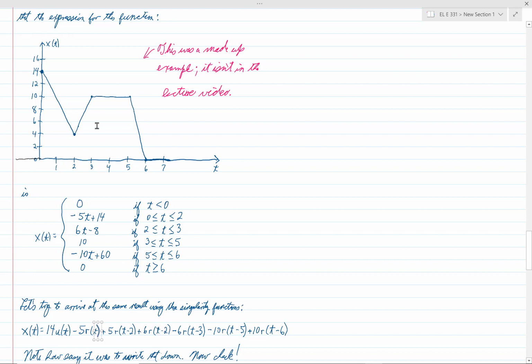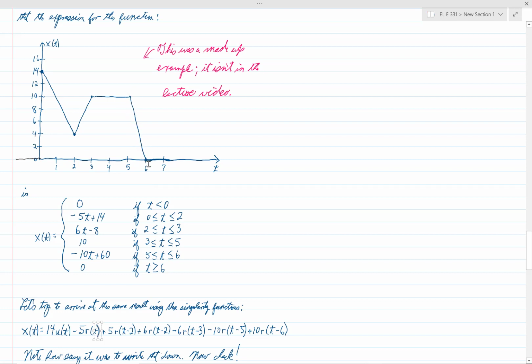And then once we get to t equals 3, we want to flatten it out. And just like we talked about the flattening before, since we have an upward 6r here, we just need a negative 6r starting at 3 to flatten it out. So that's minus 6r of t minus 3. That will continue on until t equals 5, and then we want it to ramp down very sharply.